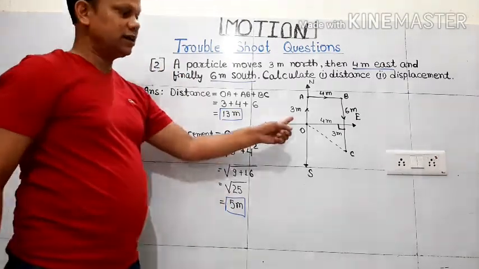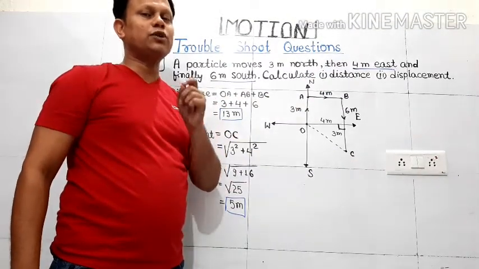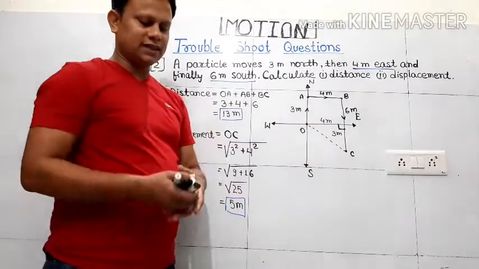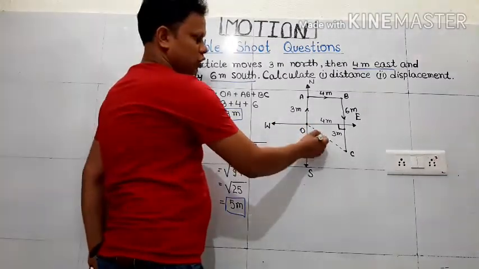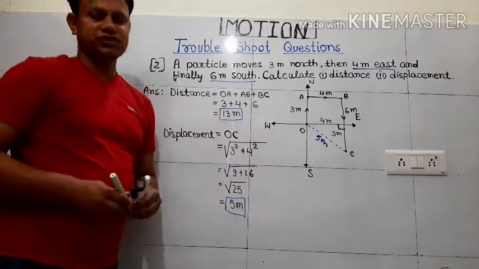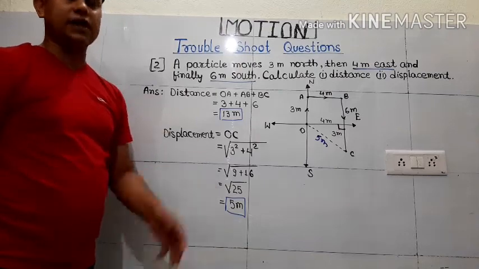So finally, although the object travelled by this path, it will be considered that it has displaced only by the value of OC, and that is equal to how much? 5 meter. So in this way, we can calculate in this type of question also where directions are involved.